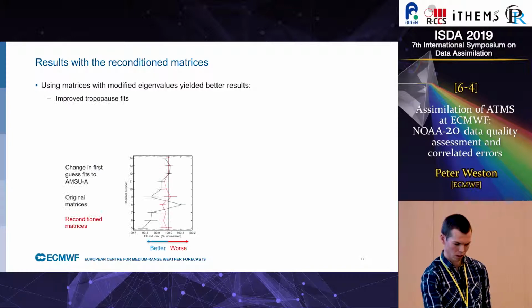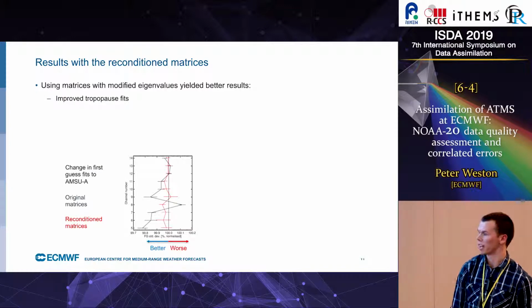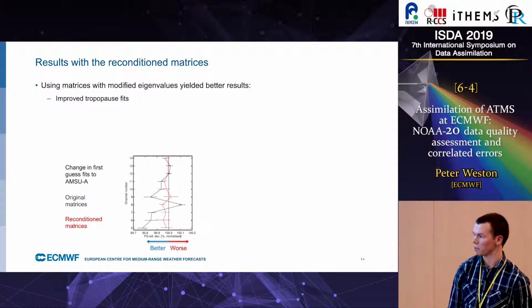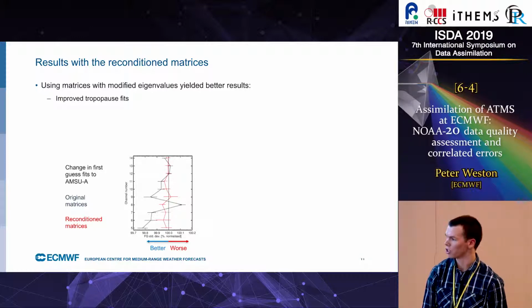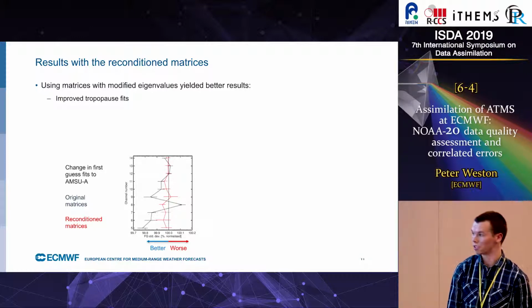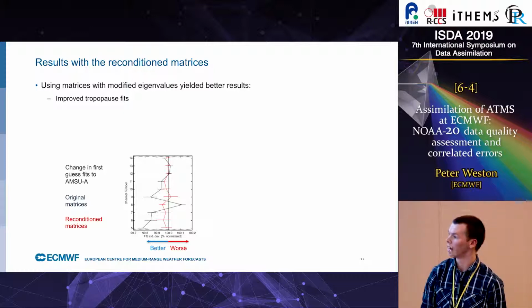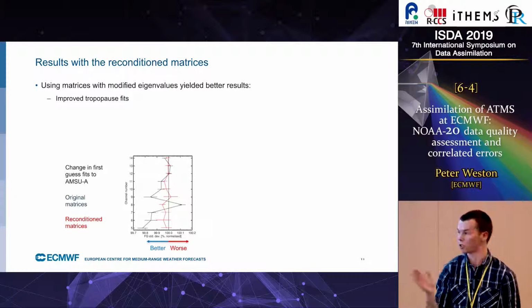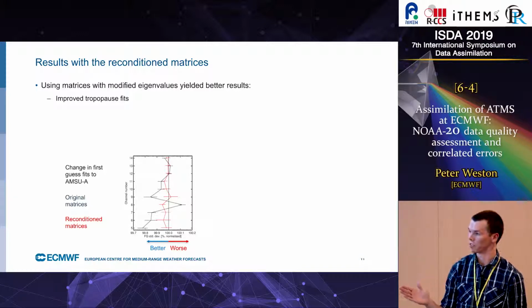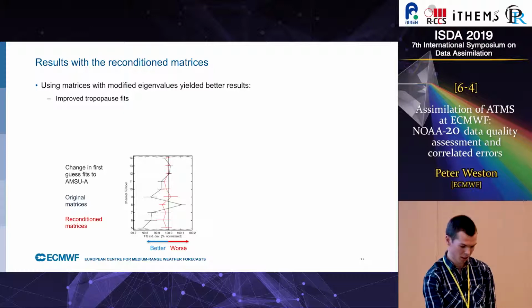The first plot I'm going to show is, again, the change in first guess fits to AMSU-A. If you just look at channel 8, in black is using the original matrices, in red is using the new matrix. So that's definitely improved things for that channel. However, for the other channels, it looks like it's done exactly what I said. It's destroyed all of the positive impact that we got with the original matrices.